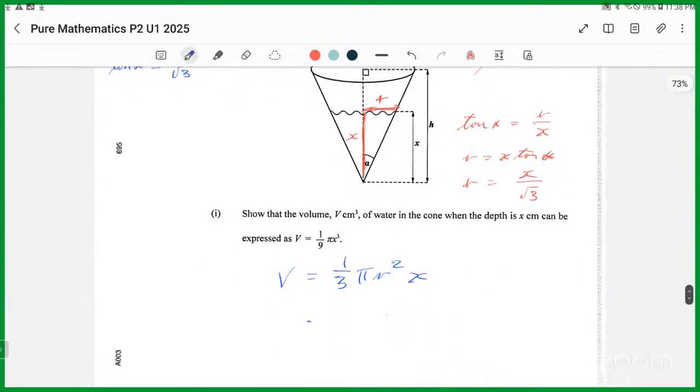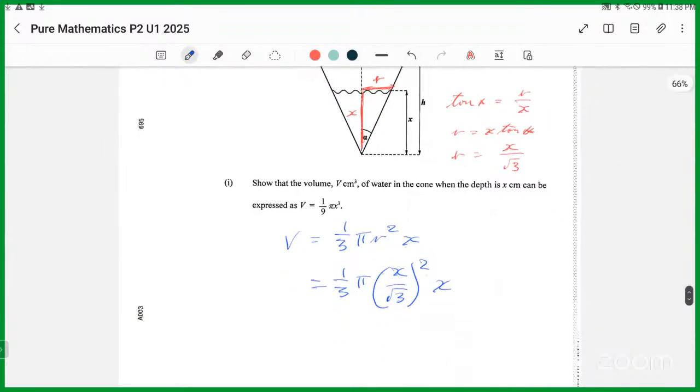So it's going to become 1/3 pi. Then the r is this. You want to put that in the square: x over root 3, squared, times this x. It works out because root 3 squared is 3, and 3 times 3 is 9. That becomes 1 over 9 pi, and then x squared times this x gives x cubed. That has been shown.